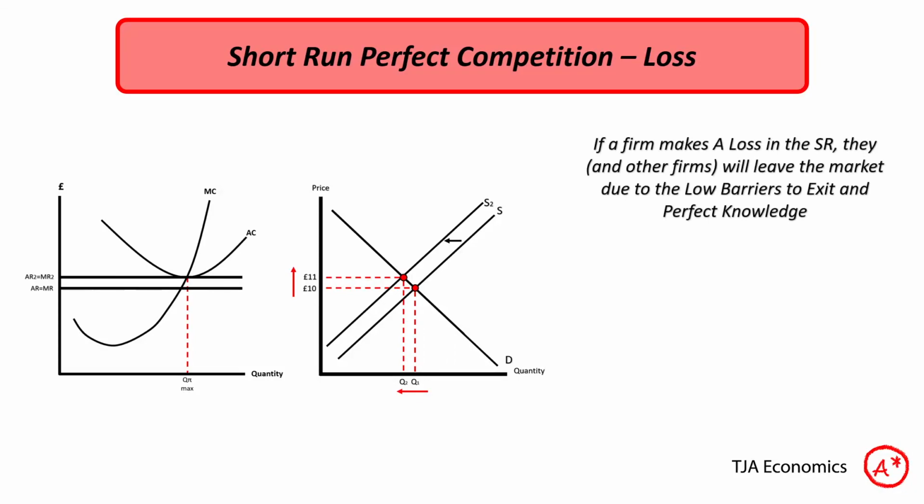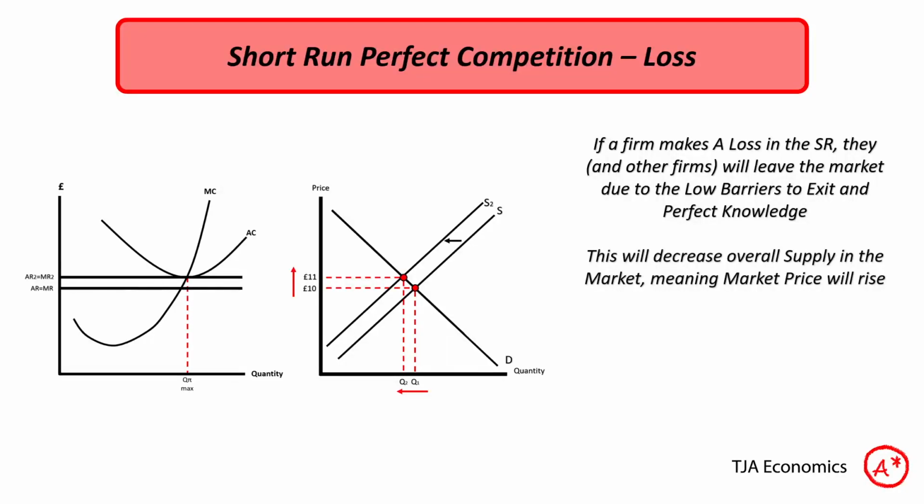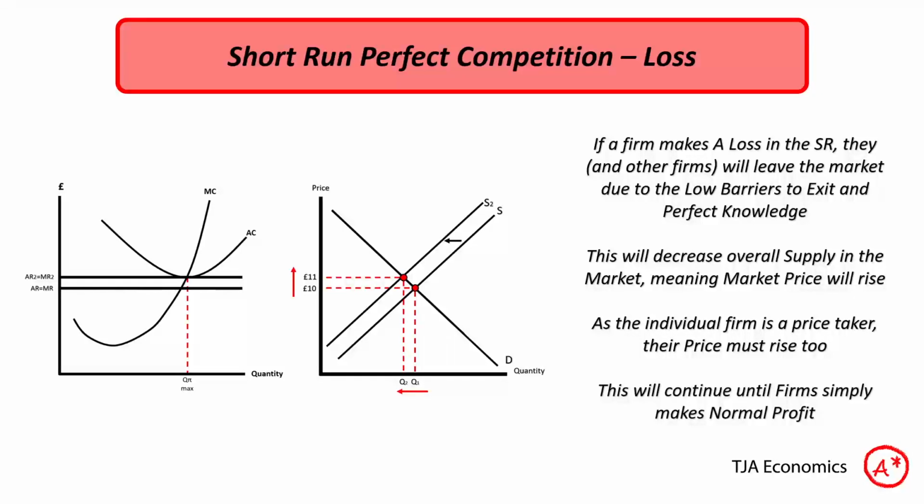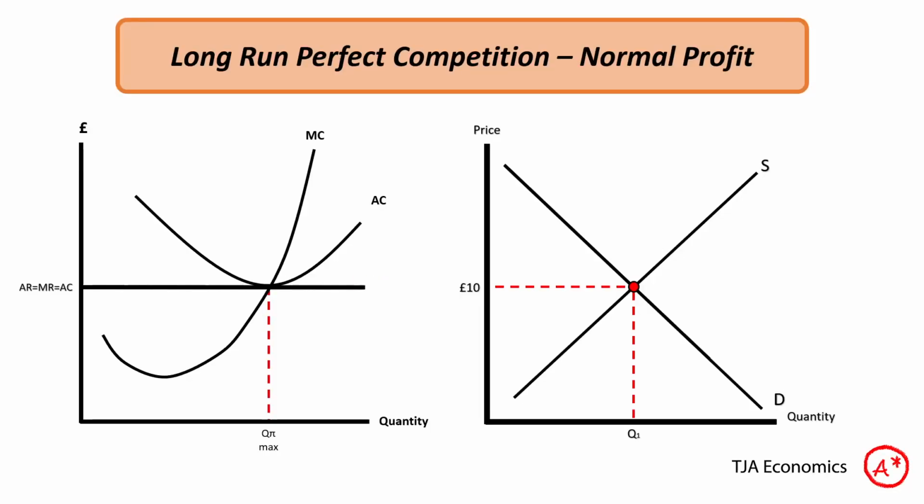So if a firm makes a loss in the short run, they and other firms will leave the market due to the low barriers of entry and perfect knowledge. That will decrease overall supply in the market, meaning market price will rise. As the individual firm is a price taker, their price must rise too, and this will continue until firms simply make normal profit. So look, this is what it looks like in the long run. In the long run, firms only make normal profit in perfect competition. In the long run, you cannot make a supernormal profit or an economic loss in perfect competition.